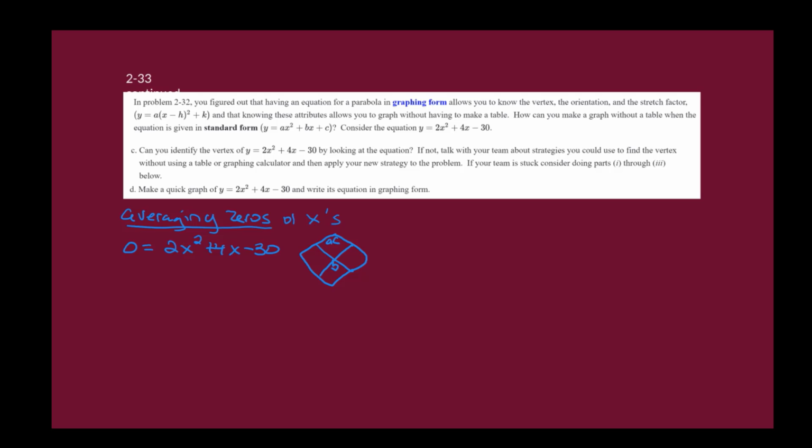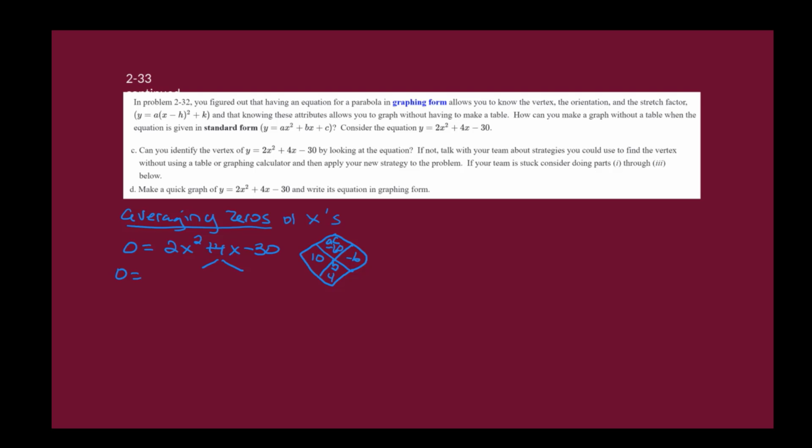And so I still have A times C, but in this case, it's negative 60 because A times C is 2 times negative 30. Then it has to add up to 4. So I have to have 2 numbers that multiply to negative 60 and add up to 4. That is 10 and negative 6. So what I do is I come down here and I'm breaking apart this particular term.